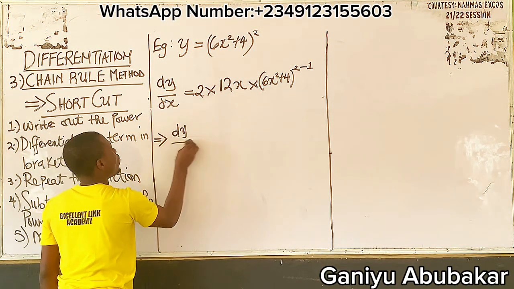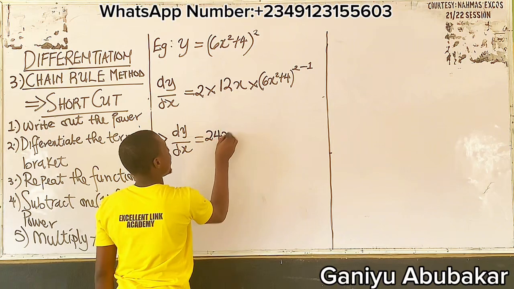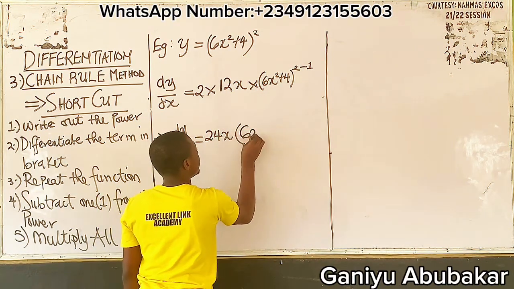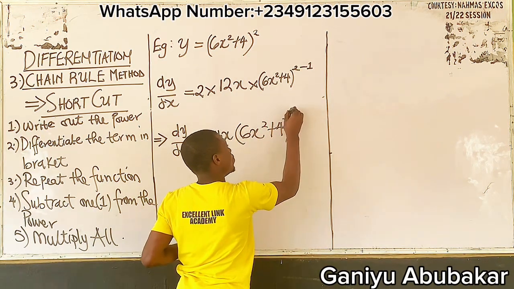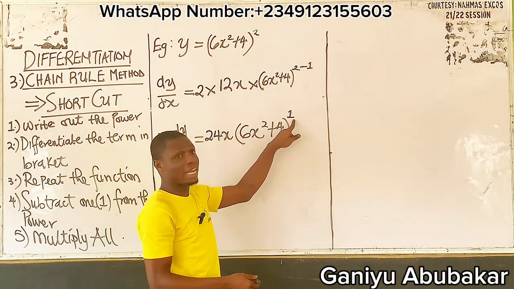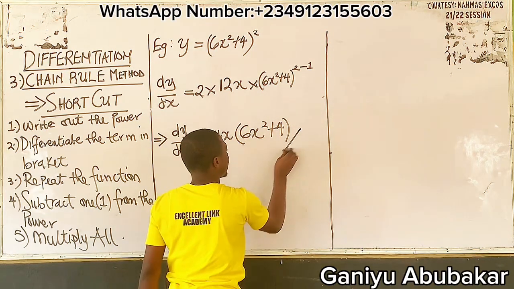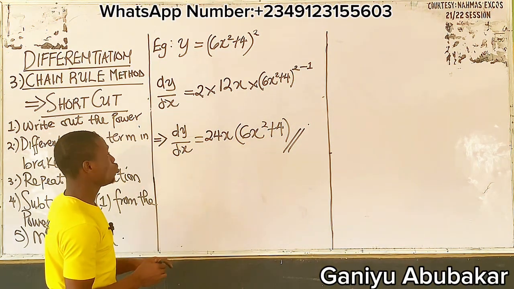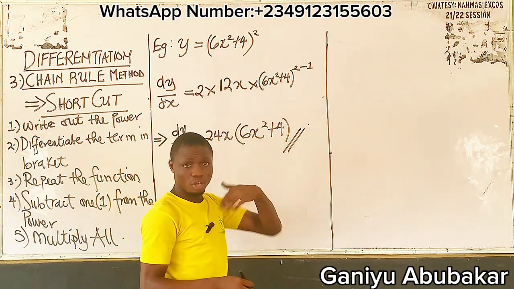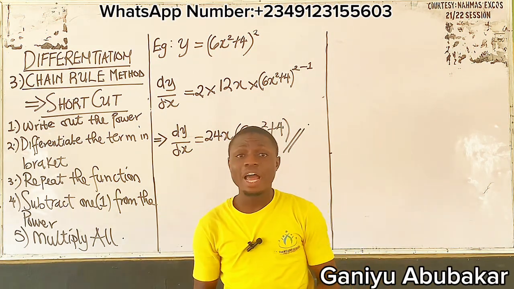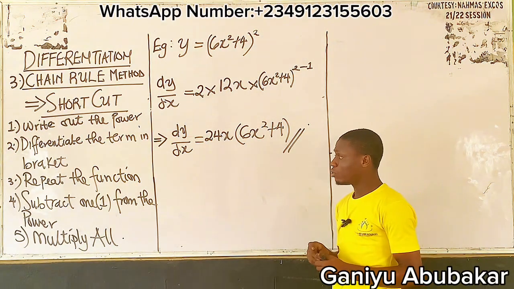This now gives dy/dx should be equal to 2 times 12, which is 24x, into everything: (6x squared plus 4). Of course, 2 minus 1 is 1, but it's not proper for me to put 1 here, so just ignore it. So my answer becomes this. Observe, just a 2-step process and you have an answer. Perhaps you can solve this one using our normal concept, like let u be this, and then try to check if the answer is comparable. So this is how to solve problems using chain rule.